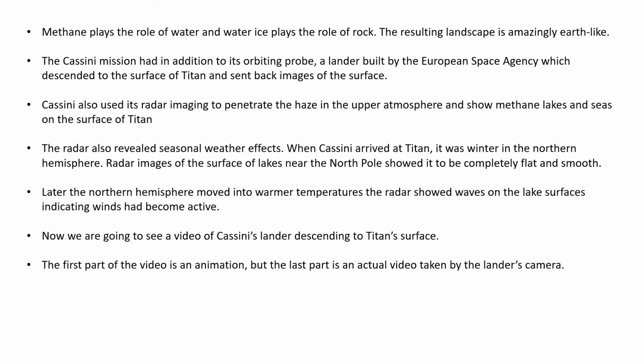The radar also revealed the seasonal weather effects. When Cassini arrived at Titan, it was winter in the northern hemisphere. Radar images of the surface of lakes near the North Pole showed them to be completely flat and smooth. Later, the northern hemisphere moved into warmer temperatures, and the radar showed waves on the lake surfaces, indicating that winds had become active. Now we're going to see a video of Cassini's lander descending to Titan's surface.